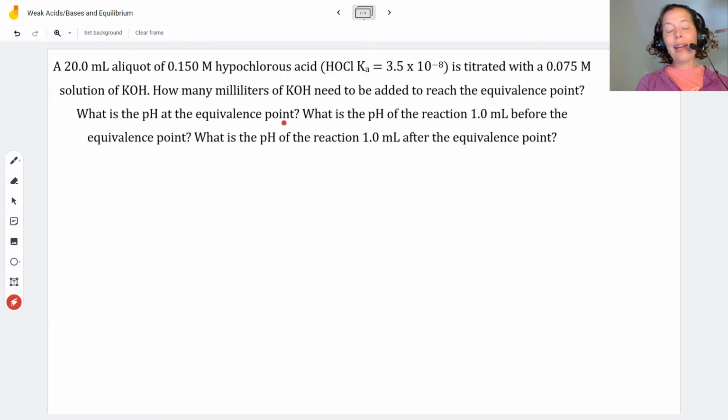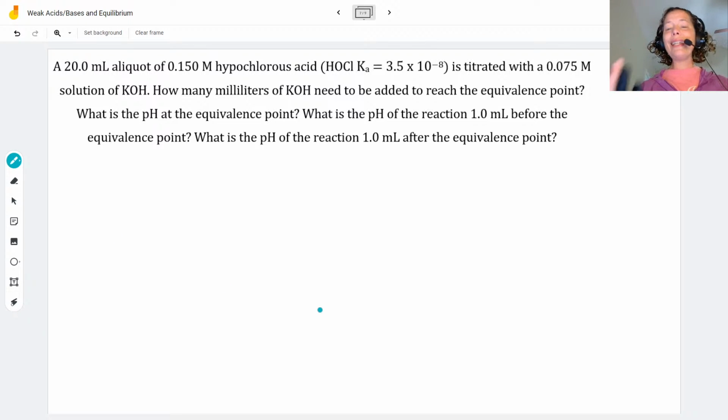Okay, because this is not a pH of 7. We don't have a strong acid and a strong base. And then what is the pH of the reaction 1 milliliter before the equivalence point? And then what is the pH of the reaction 1 milliliter after the equivalence point? Okay, and this part down here is to show when you're titrating, the pH changes very rapidly around the equivalence point, which is why you need to either go dropwise or honestly, when you're really close to the equivalence point, I like to split drops. Okay, but that's titration technique. We don't need to go into that right now.